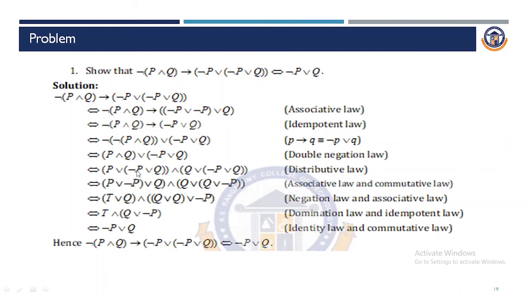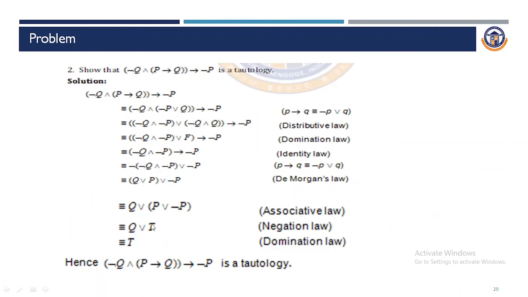Then using associative law, P or negation P. What is P or negation P? True. True or Q is true. Then Q or Q is Q or negation P. True and anything is anything, that is negation P or Q. Here using the commutative law, negation P or Q, this one is equivalent to this one. Show that this one is tautology using equivalence law.